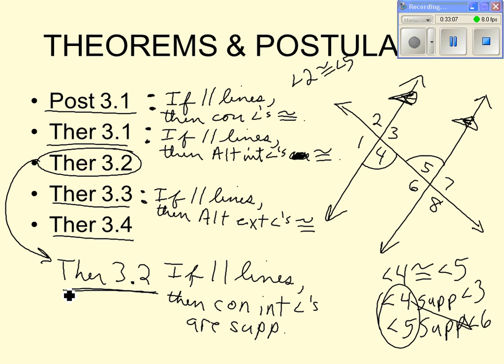Three, 4. So on 3-2, if lines are parallel, consecutive interior angles are supplementary.